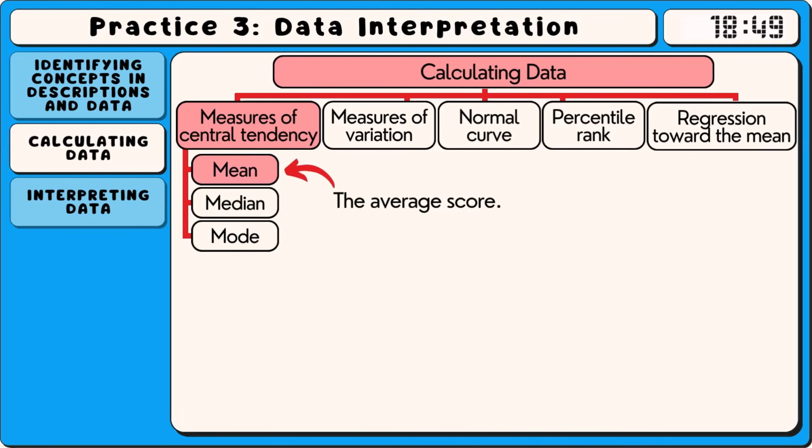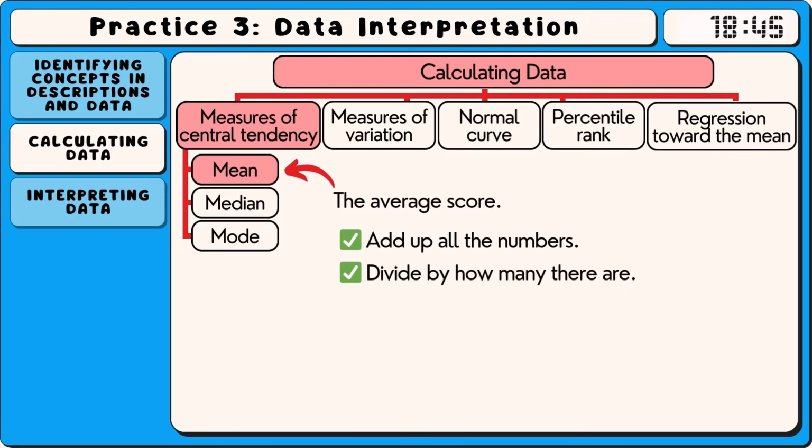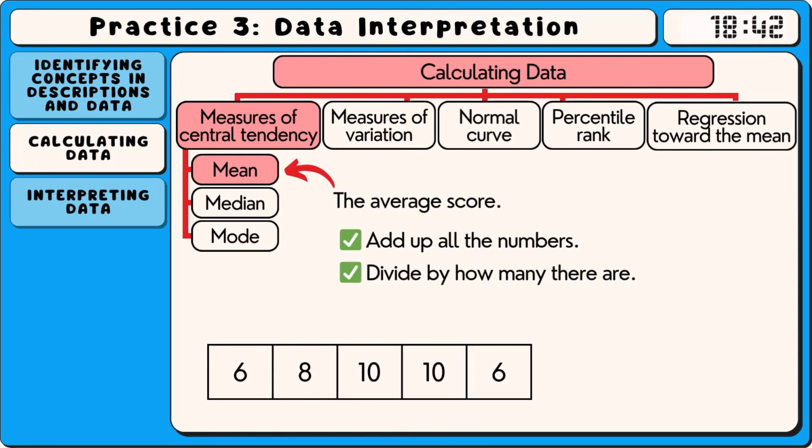Mean is the average score. You find it by adding all the numbers and dividing by how many there are. For example, if 5 students score 6, 8, 10, 10, and 6 on a quiz, then the mean is arrived at by adding those numbers together to get 40, then dividing by 5, because there are 5 total numbers, and the mean comes out to 8.